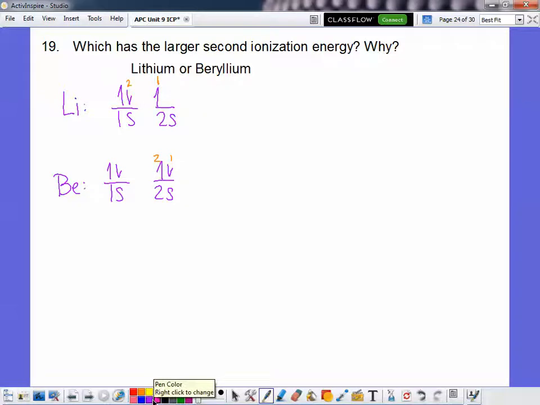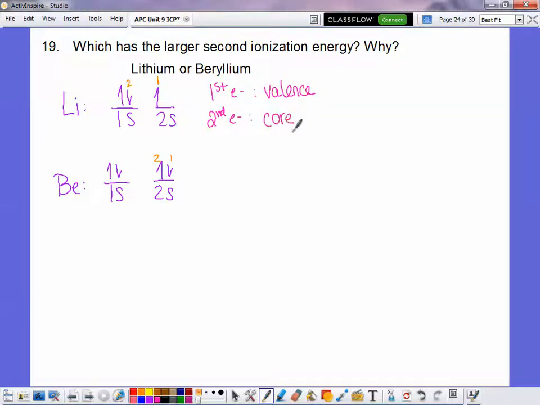All right. Classify for me the first electron that is removed in lithium. How would you describe that electron? It's a valence electron. And the second electron is what type of electron? Core. In beryllium, describe for me its first electron. Valence. Describe for me its second electron. It's also valence.